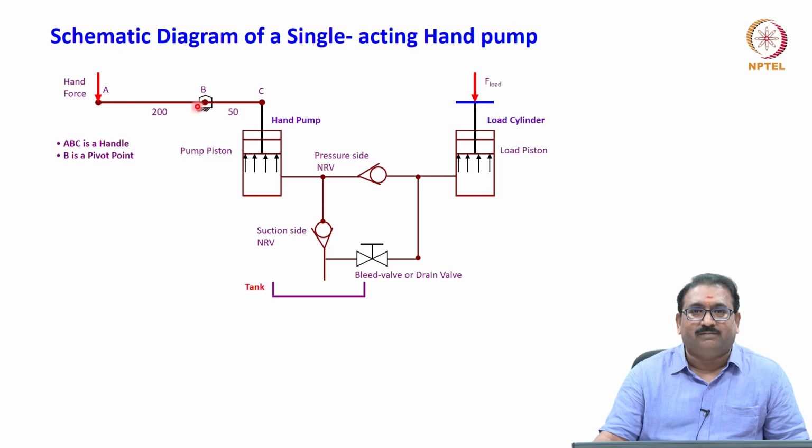Hand pump, it is a lever, B is pivoted. ABC is a handle, B is the pivot point with an arm ratio of 200 to 50. When you push down, what happens? The piston will be taken out. Then what happens? Oil will be sucked from the tank to fill this cylinder. It will not go here because the path of least resistance is here only. Vacuum will be created here. Then when you push the piston down here, oil will go to the load cylinder to lift the load.